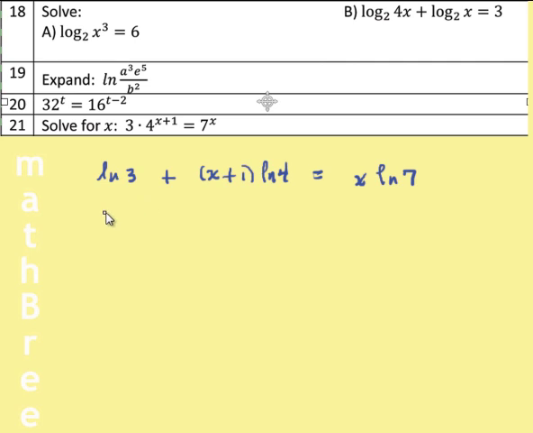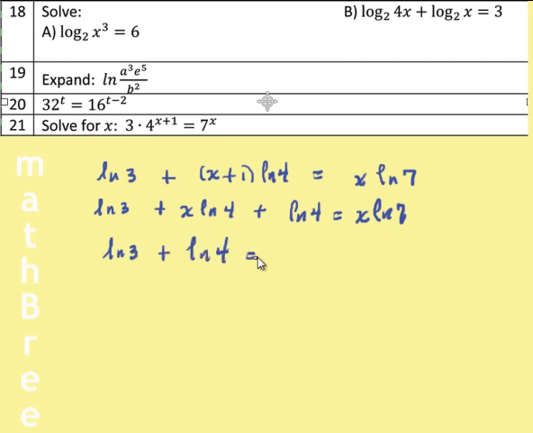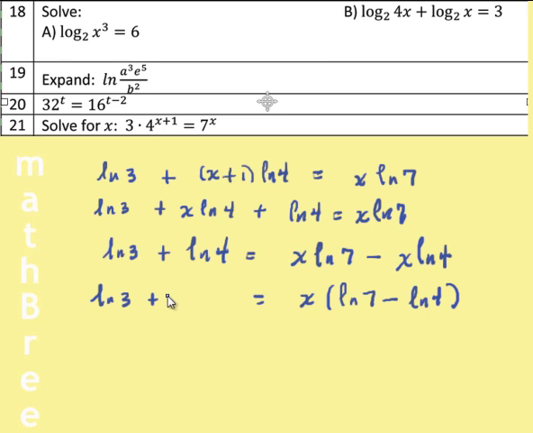Okay, let's multiply through here, through the parentheses. So here we have x ln 4 plus ln 4. We want the x's on one side, so let's subtract this, bring it to the other side. So on the left we still have ln 3 plus ln 4 equal x ln 7 minus x ln 4. Now gather together these x terms by factoring out the x. And finally divide by what's multiplying the x.